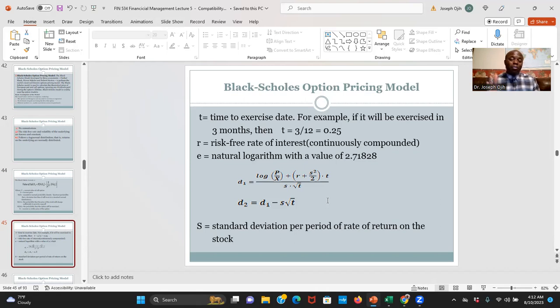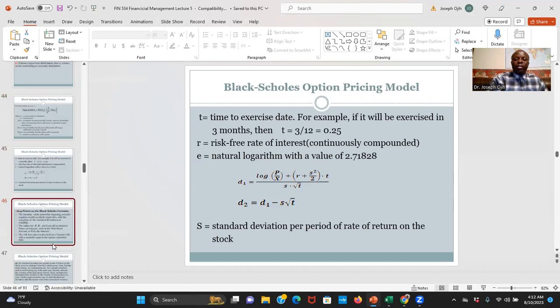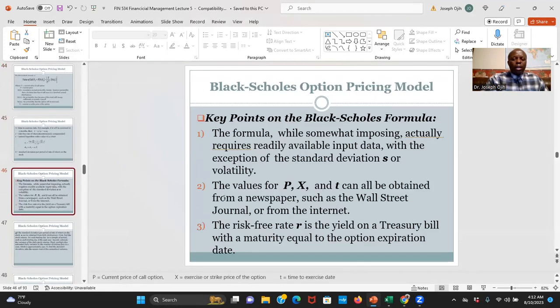Now, there is a secret I use when I encounter some of these complicated formulas. All you have to do is do the parts of the formula separately. That means you do this part separately, this part separately, this one separately, then combine them to get your answer. It makes your life easy. Now d2 is d1 minus s root T. That will give you d2. With that, you can now get your d1 and d2.